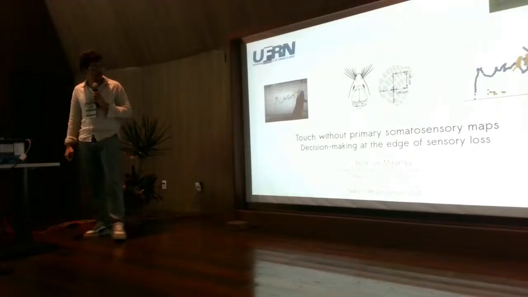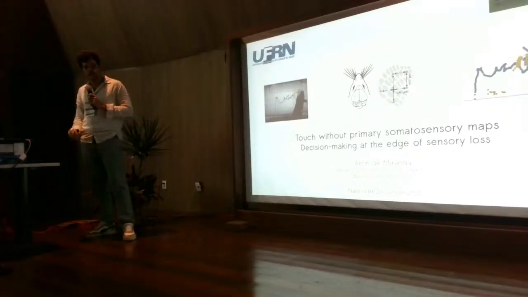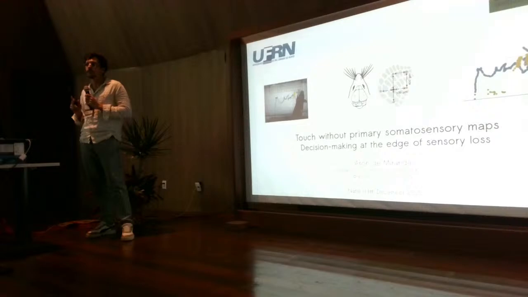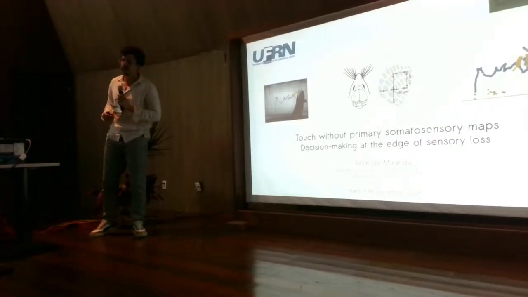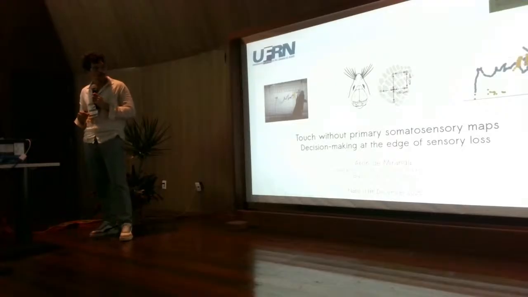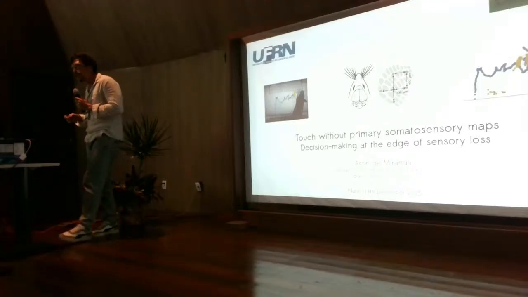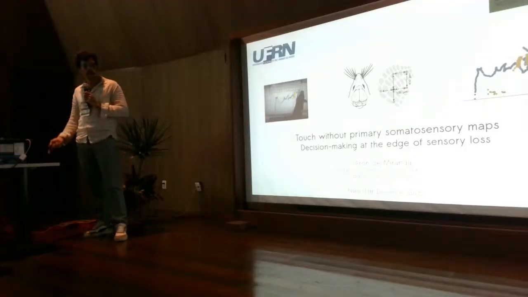So the talk is: touch without primary somatosensory maps, decision-making at the edge of sensory loss. This title reflects our challenge to understand brain function by using the ablation behavior approach. We started characterizing perceptual decision-making tasks in the previous lab, and by performing lesions with ibotenic acid, we have seen that mice still keep significant behavioral skills to complete the task. So we wanted to understand why.